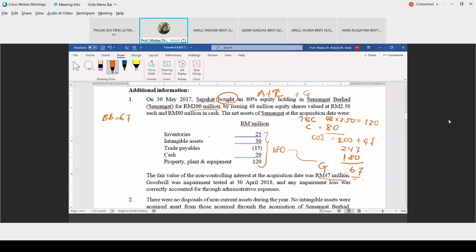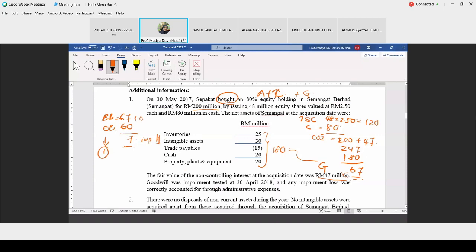Now look at your balance sheet, the balance here is 60. So this is the ending balance. The beginning balance we have is 0, 0 plus 67, so 67. Then compare with the ending balance, so it is reducing by 7. Reducing by 7 here means that you have an impairment loss of 7. This is already included in the administrative expense, so it means that you need to add back this amount.